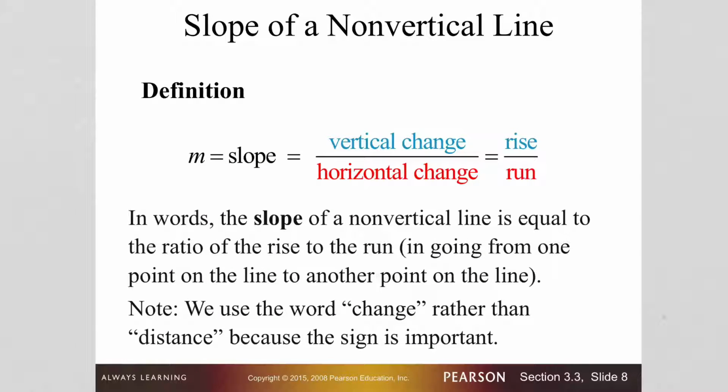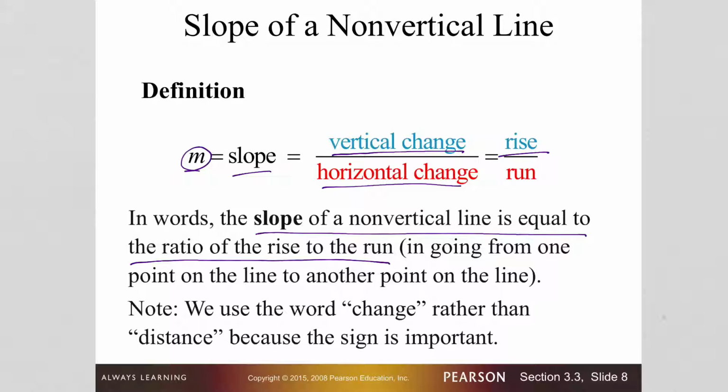Okay, so if we talk about just a generic line, we're not talking about roads, we're not talking about mountains, we're talking about just a generic line, then, again, slope, they use the letter M for slope. That's pretty much in every textbook I've ever seen is using the letter M for slope. So you are still talking about vertical change over horizontal change, or vertical change divided by the horizontal change. You may also hear it as rise over run. So the slope of a non-vertical line is equal to the ratio of the rise to the run.